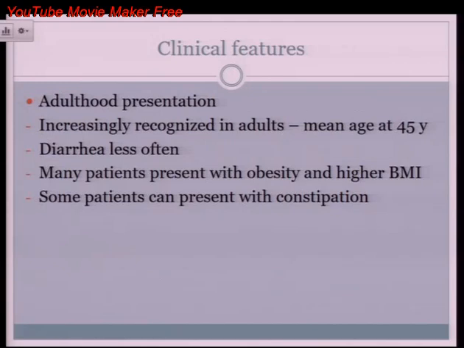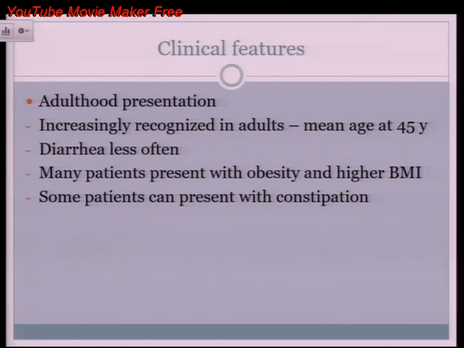Adulthood presentation: it is increasingly recognized in adults. Like I said, it is a very common disease, and unless you actively look for it, you'd probably call them irritable bowel syndrome or functional abdominal pain, etc. So you have to look for the disease. It is being increasingly recognized in adults. The mean age is usually 45 years.